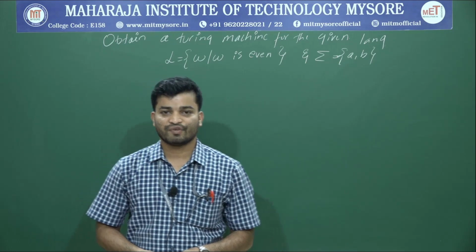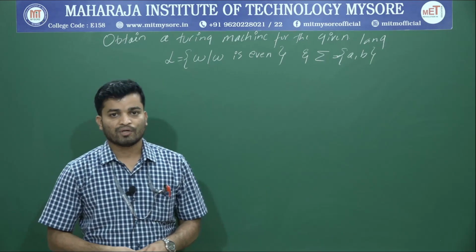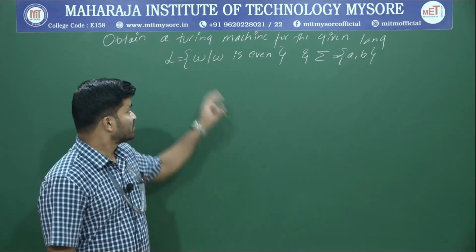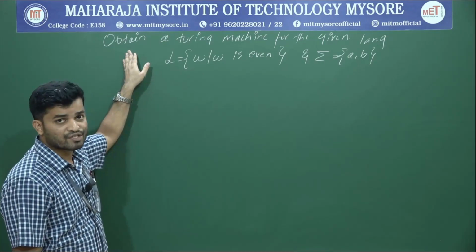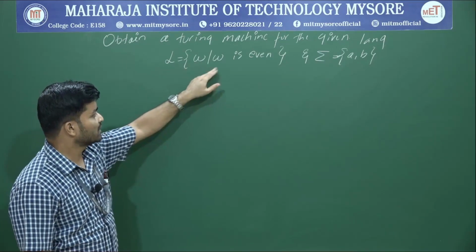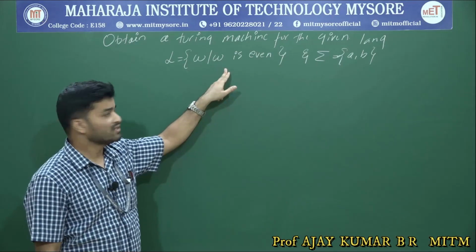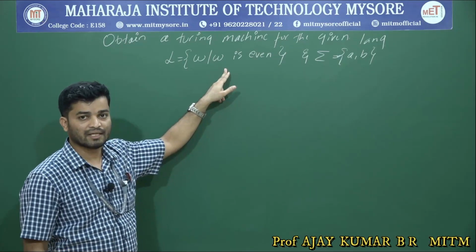Hello everyone, in this video I am going to discuss one more type of problem in constructing a Turing machine. That is, obtain a Turing machine for the given language, that is L = {w | w is even} and sigma is {a, b}. From the language itself you come to know that the given language is a regular language.